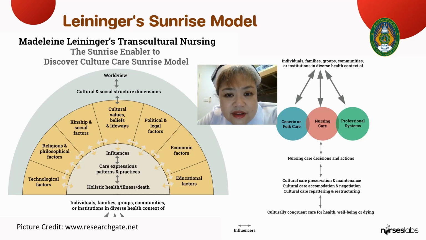This is Leininger's Sunrise Model. It helps us visualize the many factors, from region and family structure to technology and politics, that influence a people's health beliefs and practices. By considering these factors, we can aim for culturally congruent care.